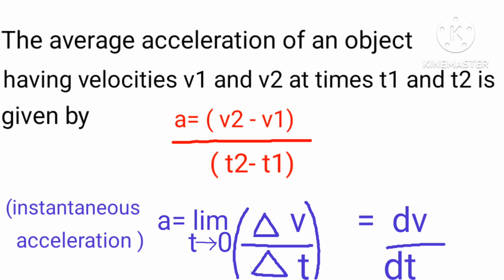Instantaneous acceleration is the limiting value of the average acceleration when the time interval goes to 0. So the instantaneous acceleration is given by instantaneous acceleration equals the limit as delta t tends to 0 of delta v divided by delta t, which equals dv divided by dt.